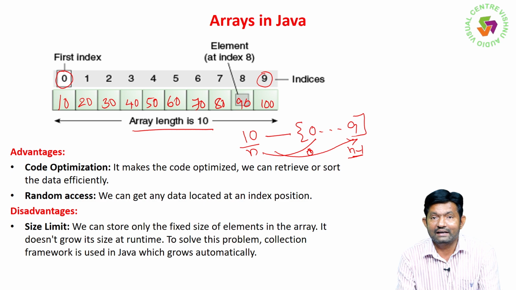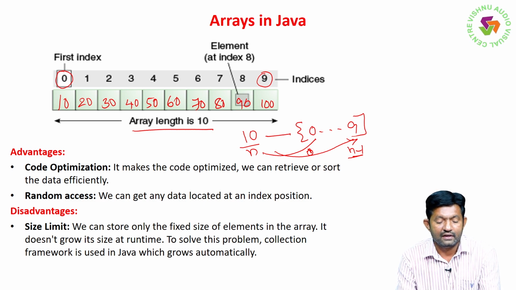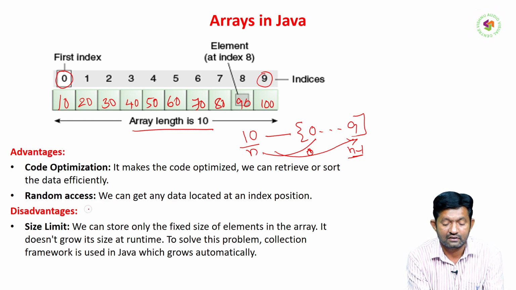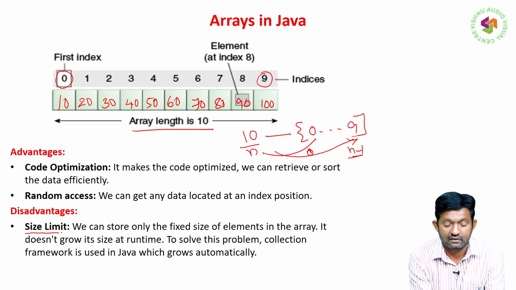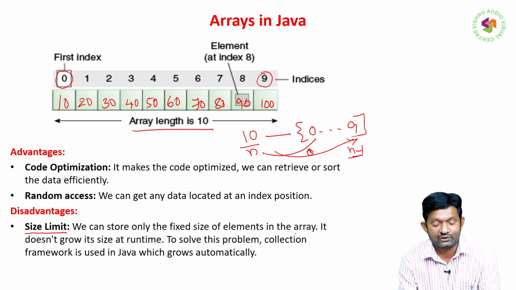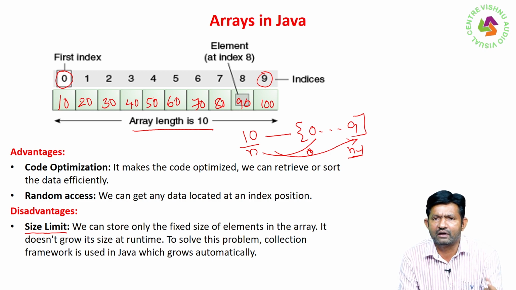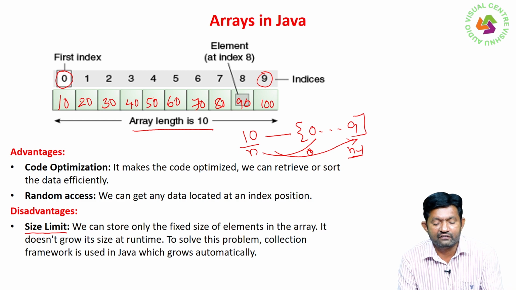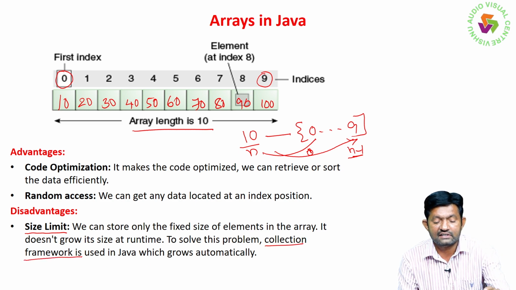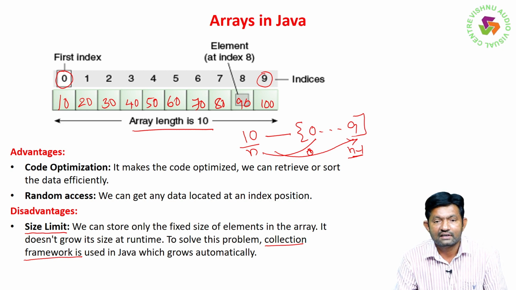What is the disadvantage of an array in Java? The main disadvantage is size limit. We can store only a fixed size of elements in the array. It doesn't grow its size at runtime. To solve this problem, we go for the collection framework, which is available in Java. So the advantages are code optimization and random access, and the disadvantage is size limit.